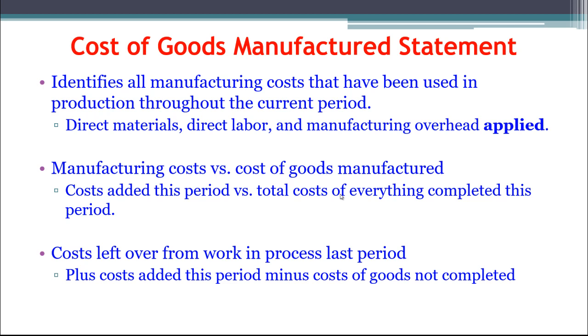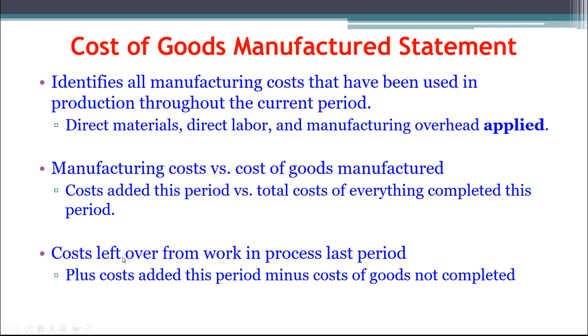Ultimately, we're concerned with the total costs of anything we completed this period, regardless of when we started it. Any cost that went into that product that was completed, that's the ultimate goal of the cost of goods manufactured statement. But to do that, we have to look at a few different things. We have to look at, as we just said, the costs we added this period and the costs left over from work in process last period, and those are the 2 costs we have to work with.